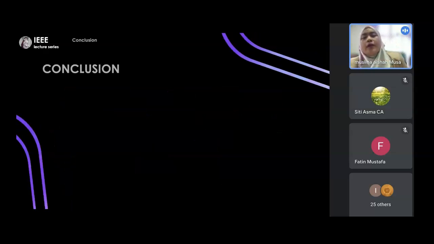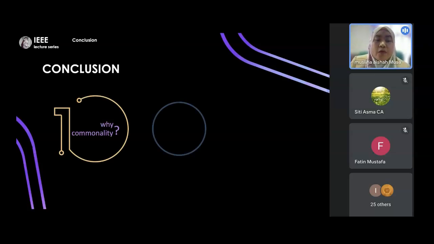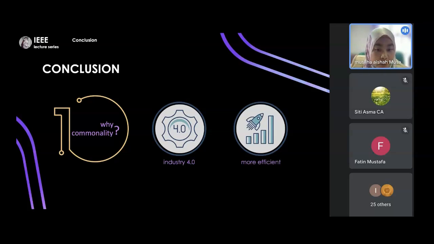And then, okay, for the conclusion, I want to focus on commonality, because in Industry 4.0, we want to reduce waste, be sustainable, and lower the cost. So when we use the same type of fiber for different types of parameter, we can contribute to today's technology, so then we can be more efficient as well as low cost.